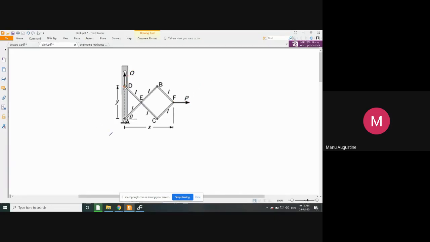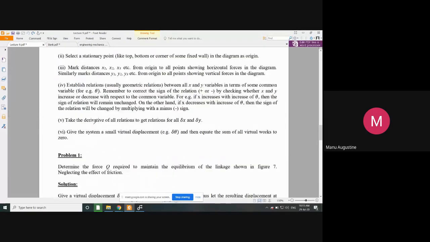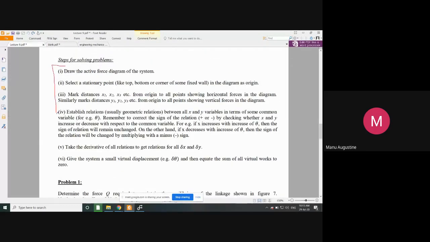Now we have to use the concept of virtual work. Now let us take the steps of virtual work one by one so that we understand how to solve every problem using the same steps. The step initially that has to be taken, or the first step always, is to draw the active force diagram. Active forces के बारे में पिछले क्लास में बताया था. Active forces are those forces which are capable of producing virtual work.